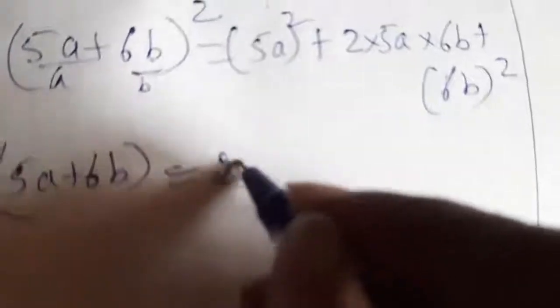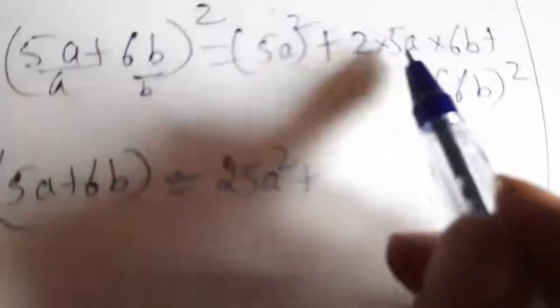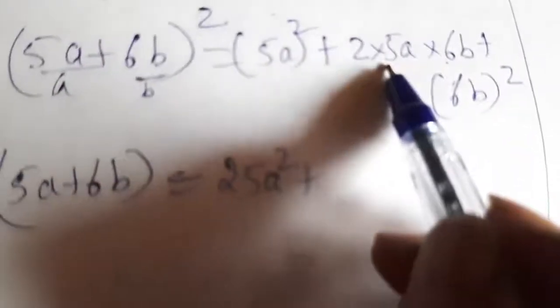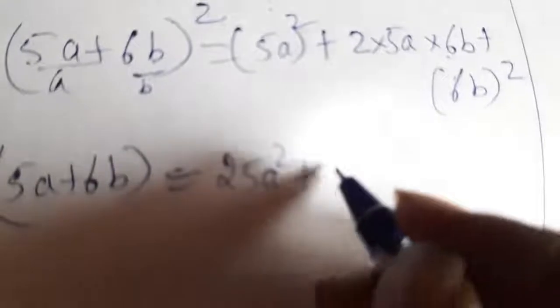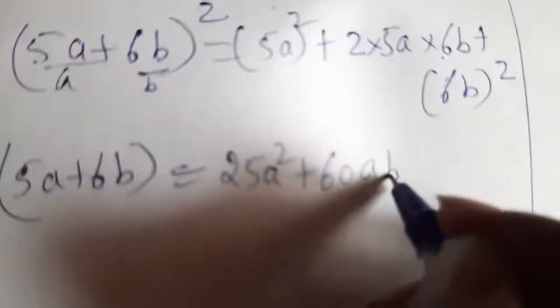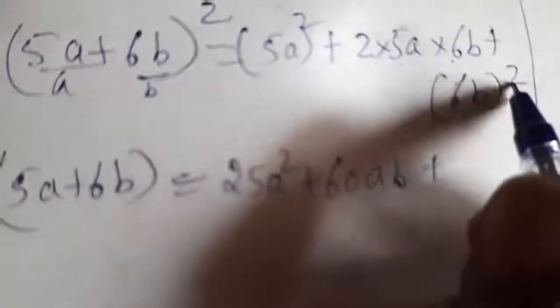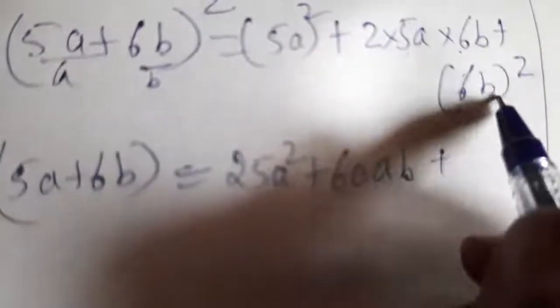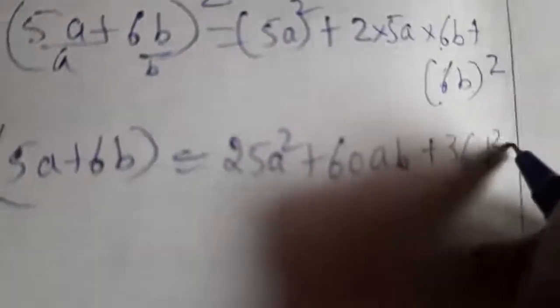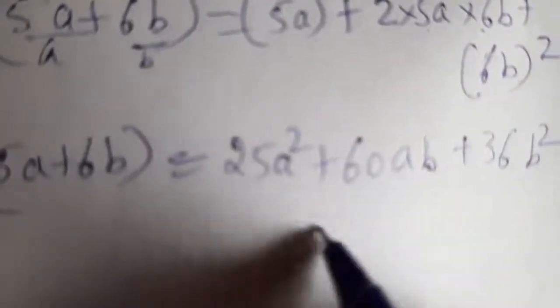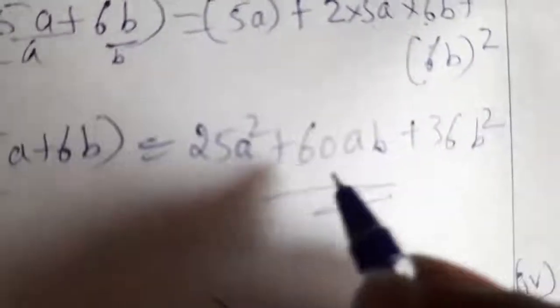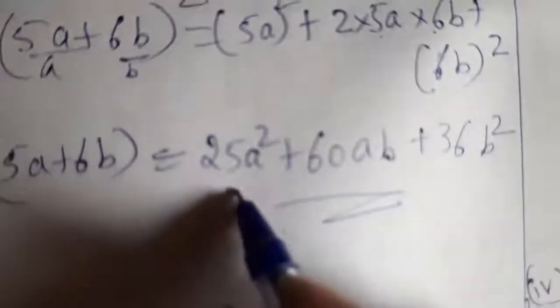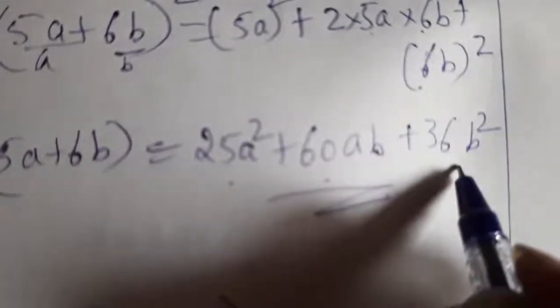So now the next step: 5a the whole square, 5 square is 25, a into a is a square, plus 2 into 5a into 6b, 2 fives are 10, 10 sixes are 60, so 60, a into b is ab, plus 6b the whole square, that means 6b into 6b, 6 sixes are 36 and b into b is b square. Clear, children? This much is understood. So this is our final answer because we cannot simplify any further: 25a square plus 60ab plus 36b square.